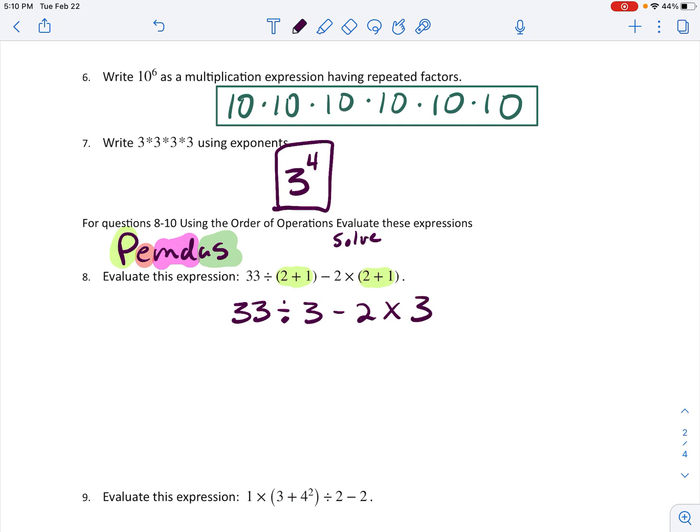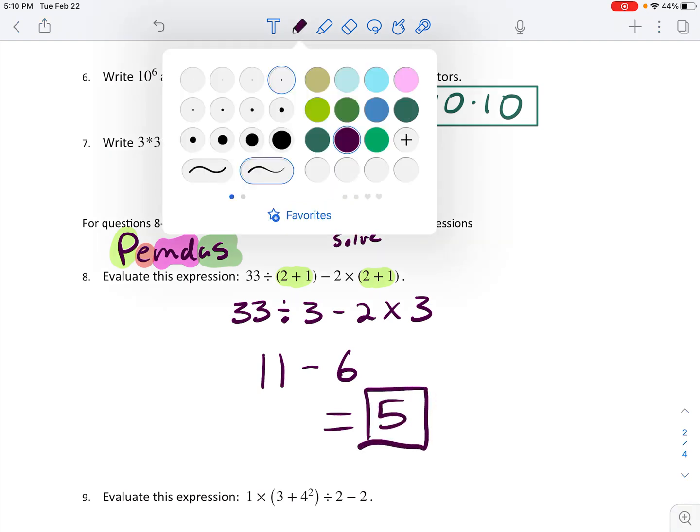3 (since 2 plus 1 is 3). Okay, the next thing I need to do, I don't have any exponents, so I'm looking at multiplication and division. They're in the same category, so I'm solving this from left to right. 33 divided by 3 is 11, minus 2 times 3 is 6, and 11 minus 6 equals 5. And that is our answer.